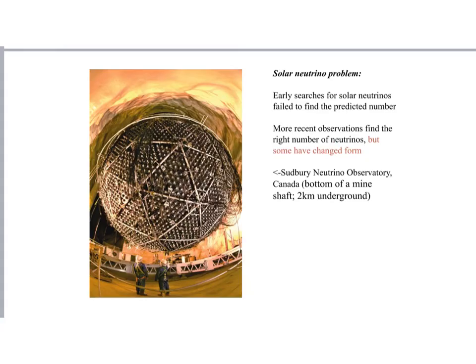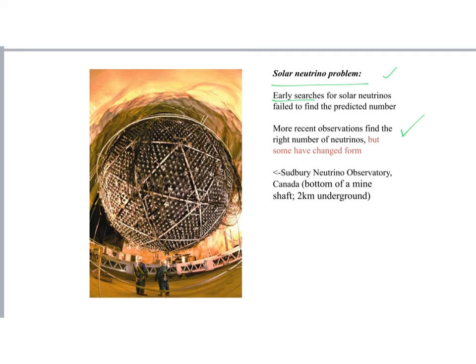So there has been a so-called solar neutrino problem for quite a long time, because early searches for the solar neutrinos failed to find a predicted number, right? So you have the reaction, you know how many are produced, and then you look for them towards the sun and you don't find as many. But more recent observations find that the right number of neutrinos actually is there. But because nuclear physicists learned a lot more about neutrinos, we found that they actually changed form. So there are different types of neutrinos, and they go from one type into another.